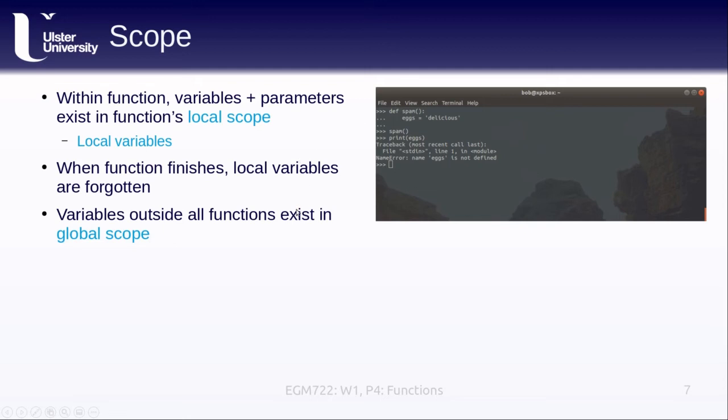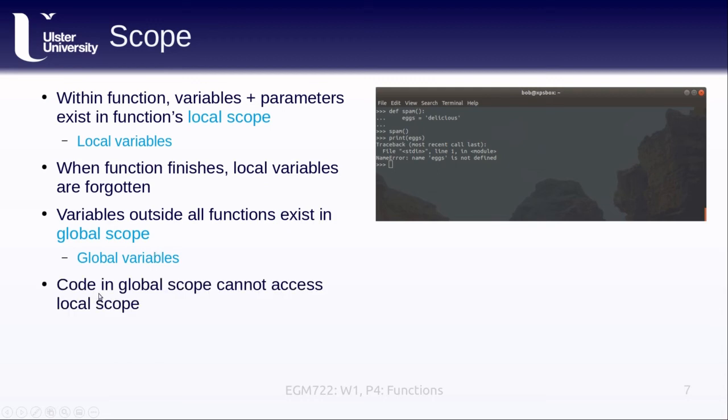If a variable exists outside of all functions in the code, then it exists in something called the global scope. These are also known as global variables. Generally speaking, code in global scope is not able to access anything in the local scope, as we can see here. Anything that is within this function is not accessible to the interpreter or to the rest of your code unless you explicitly return it and assign it within that global scope.